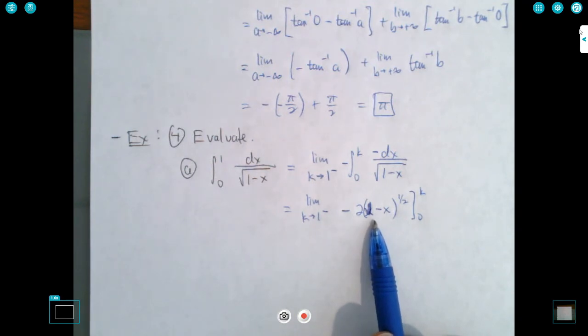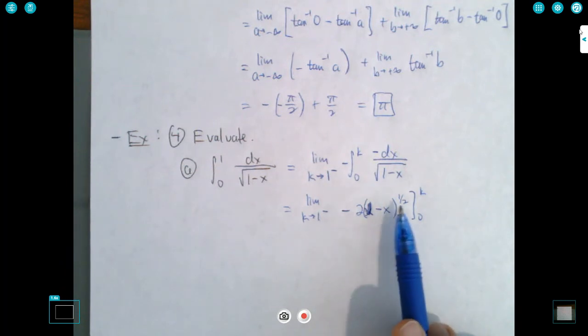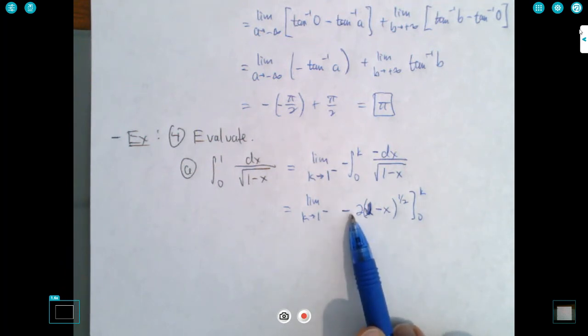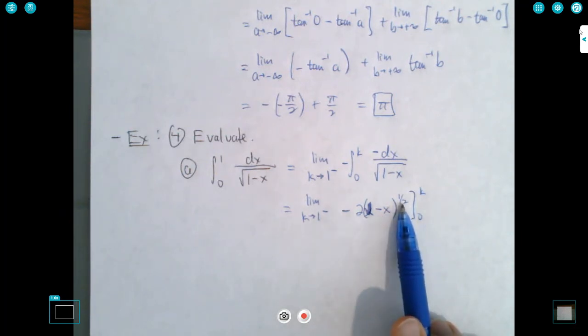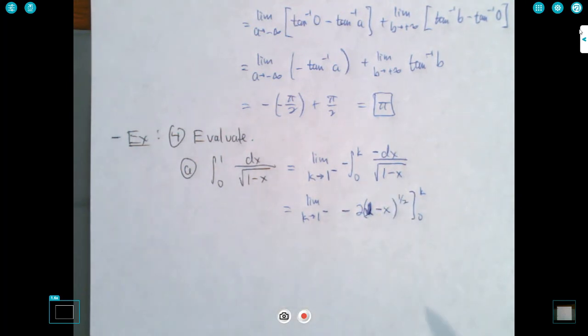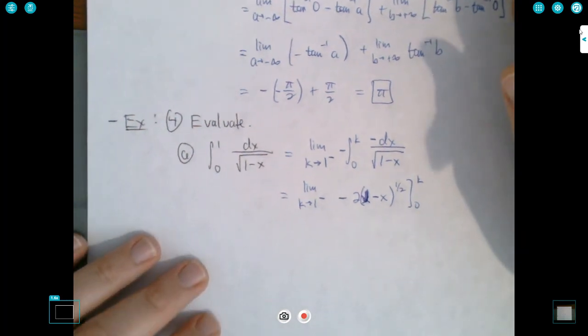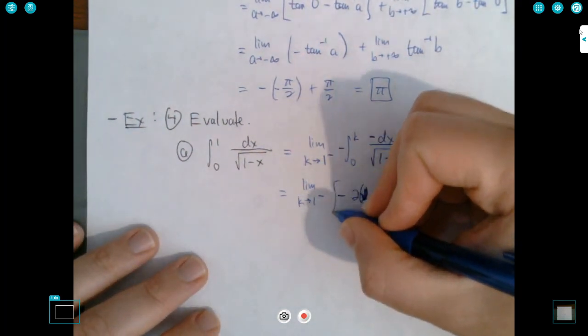If I differentiate this, I'm going to have 1/2 times negative 2. 1/2 times negative 2 is negative 1. So it's going to be negative 1 times 1 minus x to the negative 1/2 times negative 1. The negative will cancel and give me what I had originally. So yes, we're good. Okay.